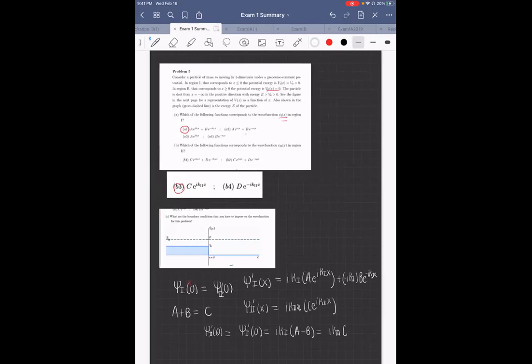So all you have to do with boundary conditions is use the wave function, plug in 0 the first time, and then take a derivative and plug in 0 the second time, and set the wave functions equal to each other for both regions. Does anyone have any questions about that? All right, does anyone have any general questions? Because that's the last of my review.